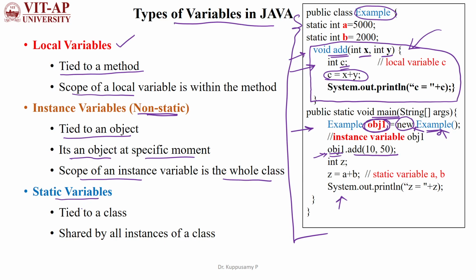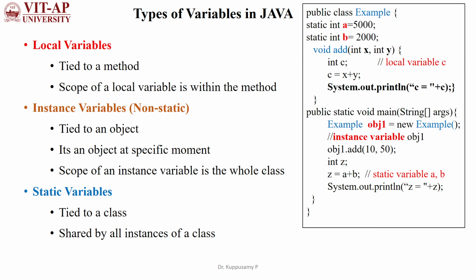Then we have static variables as the third type of variable, which is also tied to a class. Static variables are represented inside the class and can be shared by all the objects, all the instances. Here the variable a is represented inside the class. You see this variable is accessed inside the main method. So the variables can be shared inside the class. a and b are both used inside the main method. Here I accessed those variables and am just printing.